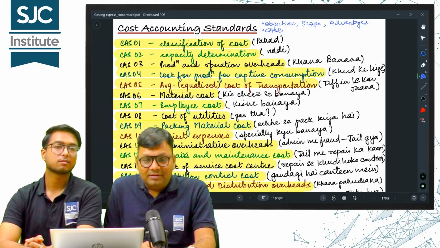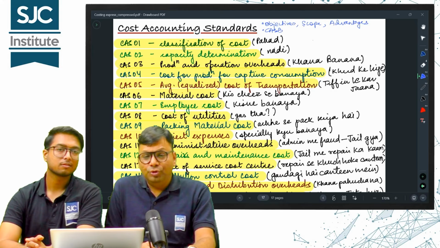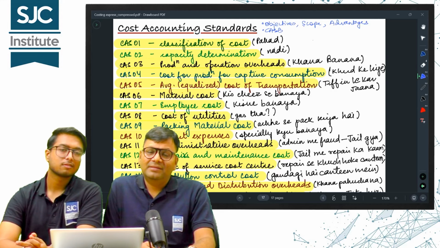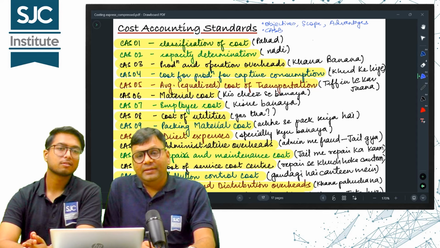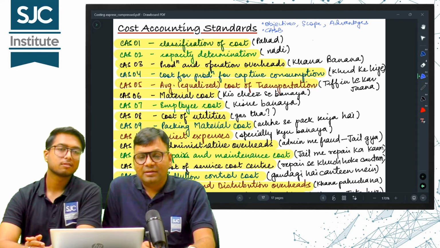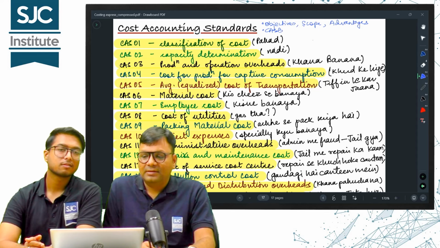Cost accounting standards, the most overlooked chapter. Do you know how many marks this carries in your exam? Minimum 11 and sometimes 18. So can you risk it? No, you have to study this.